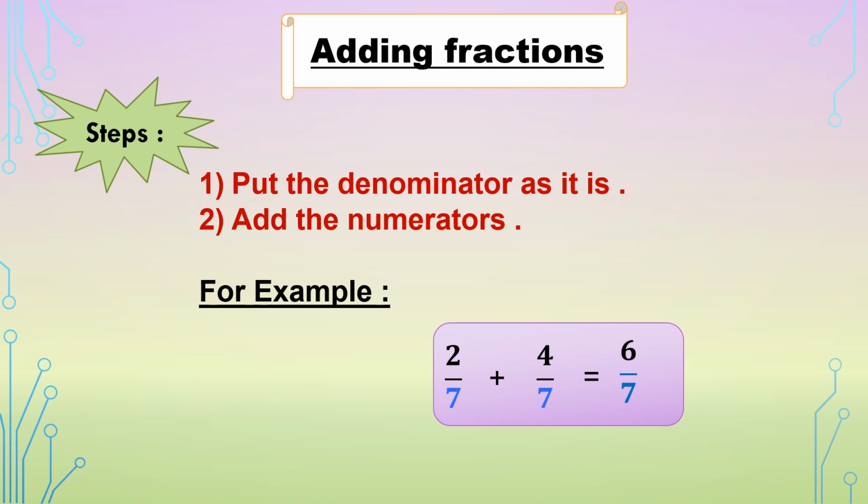Again, 2 over 7 plus 4 over 7. Here we have same denominators. What shall we do? The first step, put the denominator as it is in the result. The second step, make the addition operation: 2 plus 4 equals 6. So you can't add the denominators together.